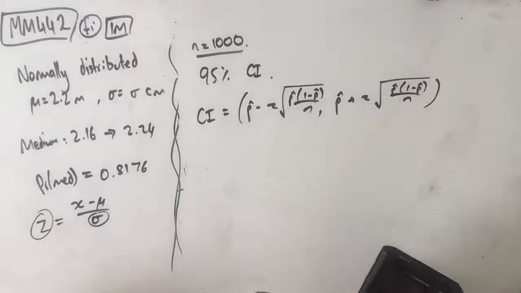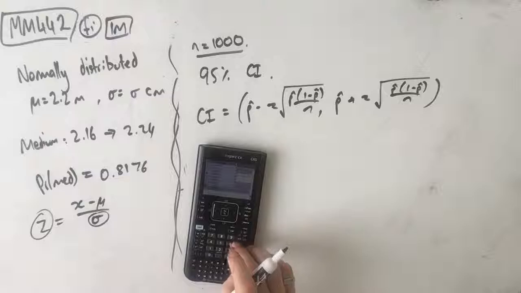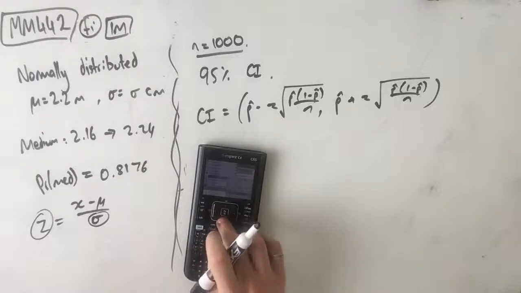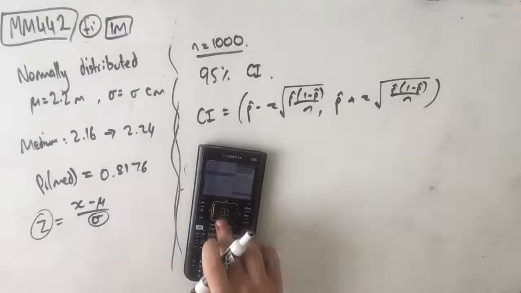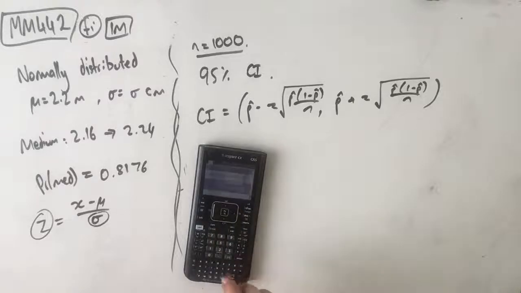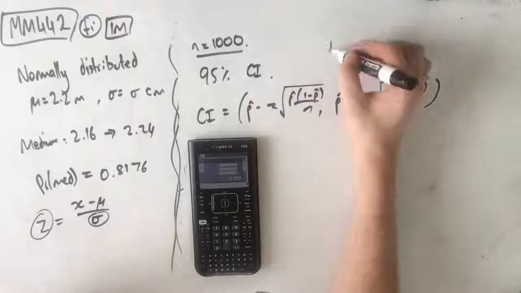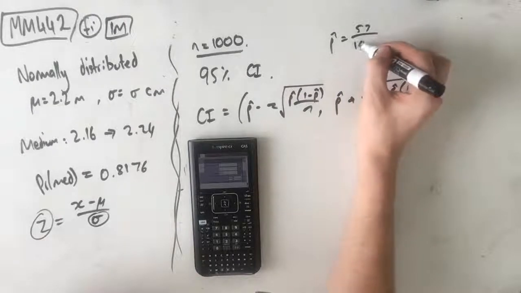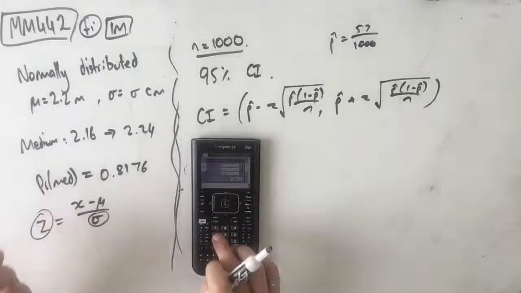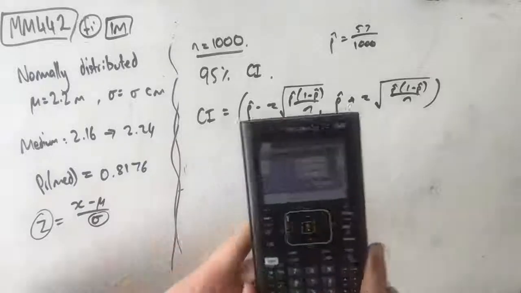Hopefully mine's turned on. Yep. So grabbing your calc and going menu 6, but statistics, confidence intervals, which for me is number 6. And then we want 1 prop Z interval. So our successes in this case was 57, right? Because our proportion was 57 over 1,000. So our successes is 57, our N is 1,000, and we're looking for a confidence level of 95%. So we put a confidence level of 0.95.